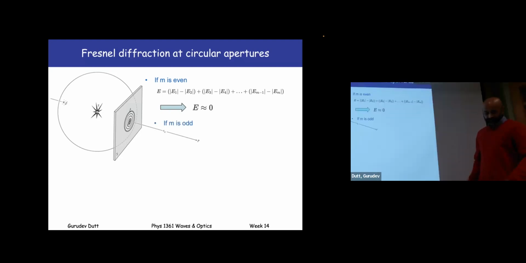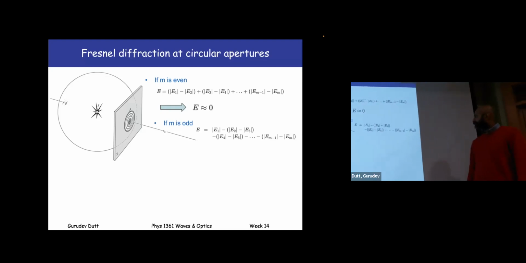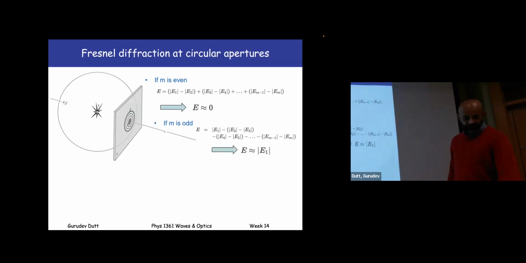But if M is odd, then what happens is, again, we can just pair up all of the terms except the first one, for example. Because the first one, as we said, is the largest one. Due to the obliquity factor, that will be the largest term in the sum. So, and all of these will now cancel out pairwise. And therefore, E must be approximately E1 from the circular aperture.